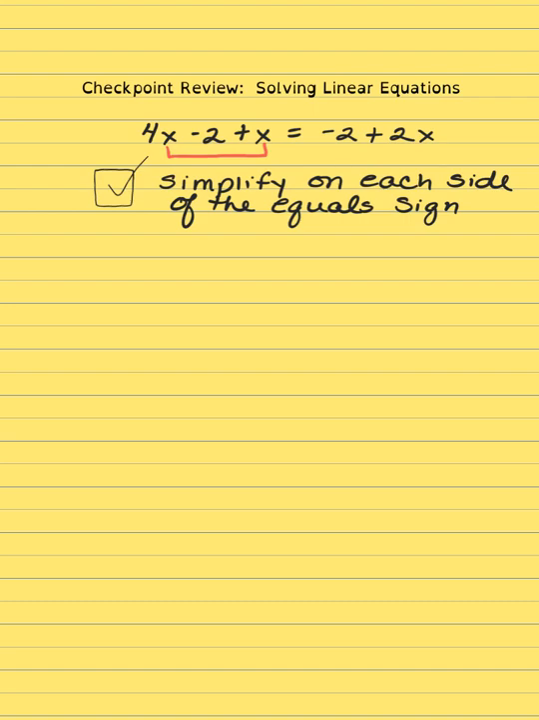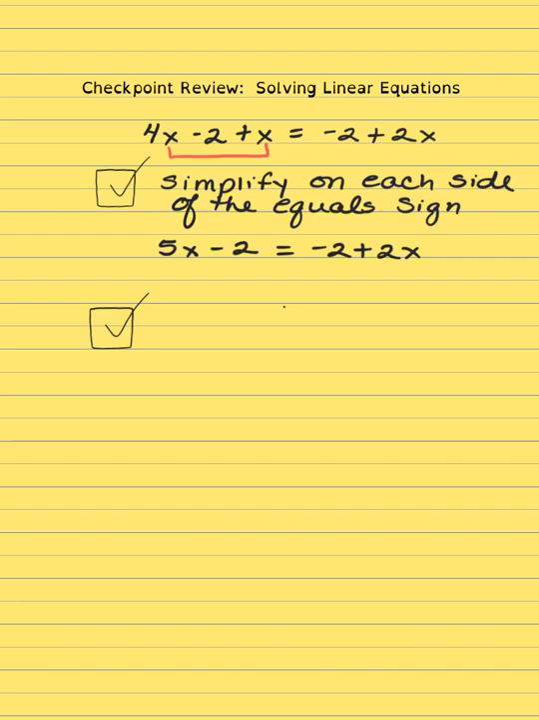When I simplify each side of the equal sign in this equation, the left side simplifies to 5x minus 2, and the right side simplifies to -2 plus 2x. Again, remember, we did not have any terms to combine on the right side of the equation.